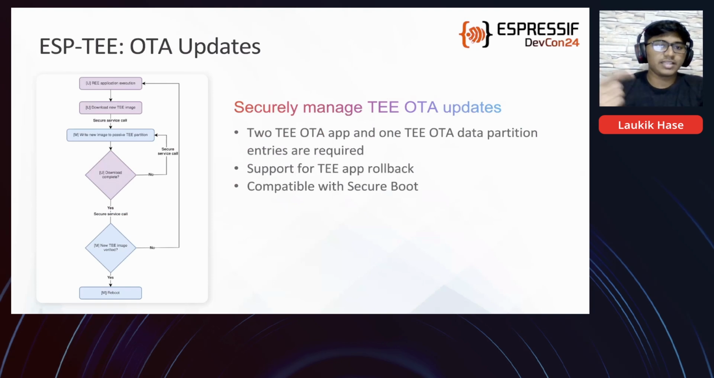Once the update is complete, the TEE verifies the update and reboots. Now, the TEE OTA update mechanism also supports app rollback. During the TEE startup initialization routine, it performs a self-test, and if the self-test passes, it moves on with the new image, and if the self-test fails, it rolls back to the previous image. TEE OTA updates are also compatible with the secure boot scheme that we have in ESP-IDF. The TEE image needs to be signed with the same key as that of the bootloader as well as the RE application.